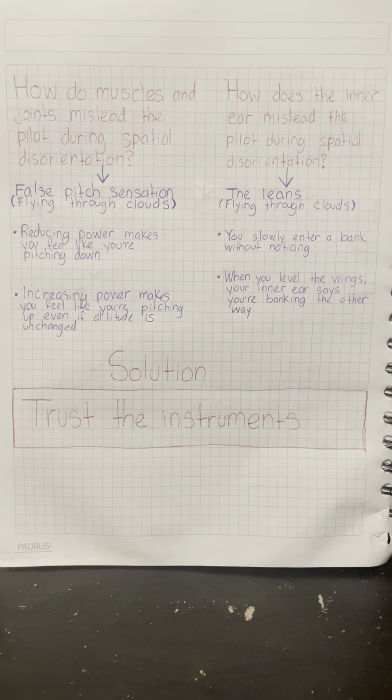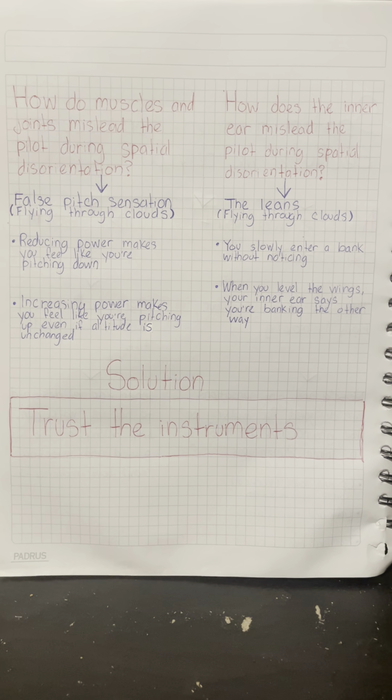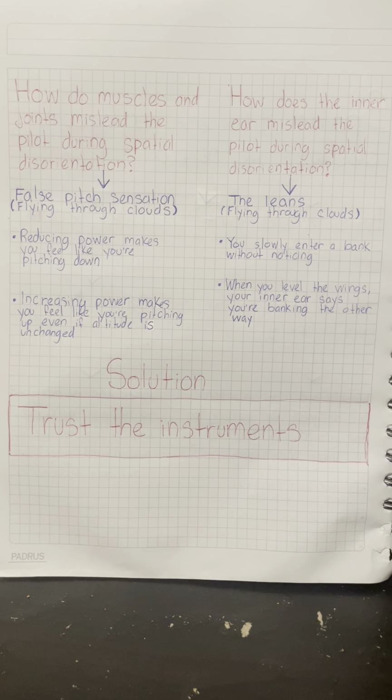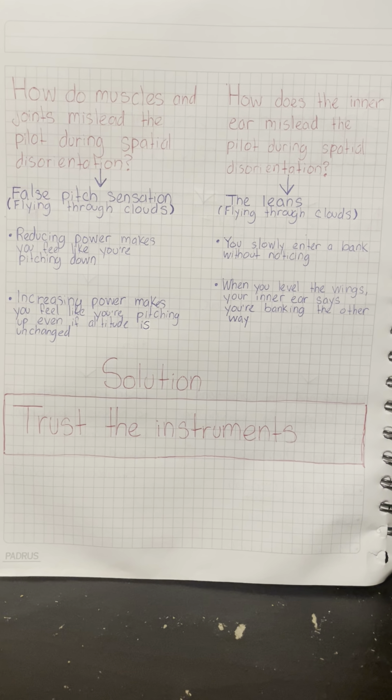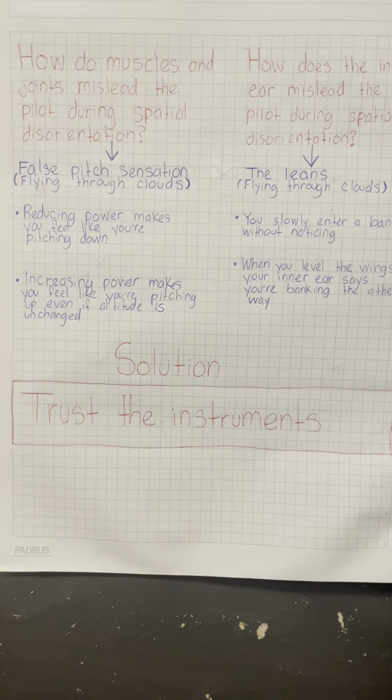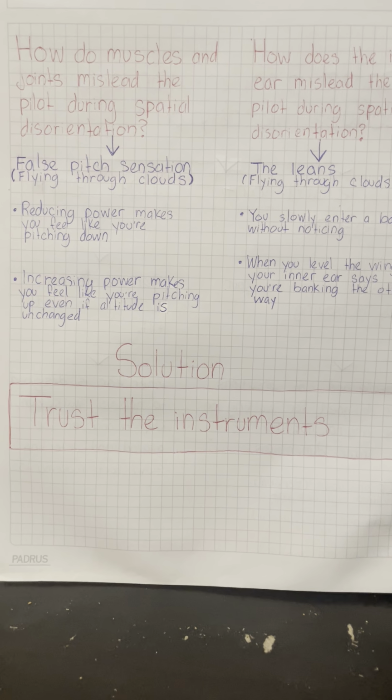What's up, guys? This is a follow-up video of Spatial Disorientation Part 2. I just didn't want to add too much information in one video, so I decided to break it down into two. How do muscles and joints mislead the pilot during spatial disorientation?